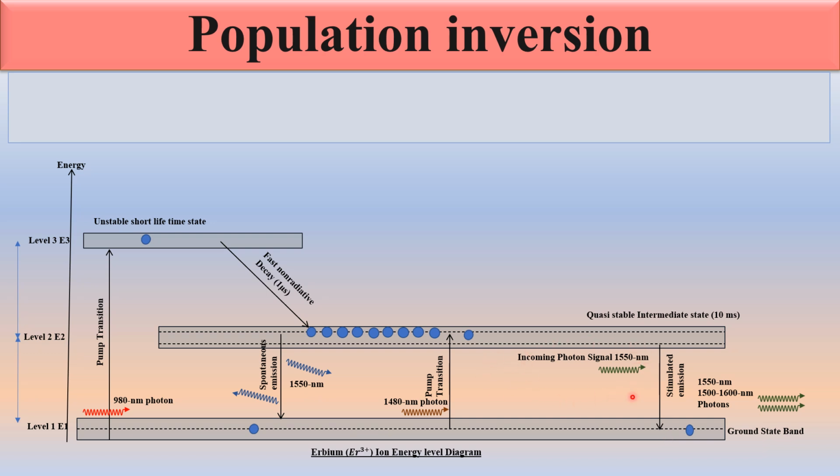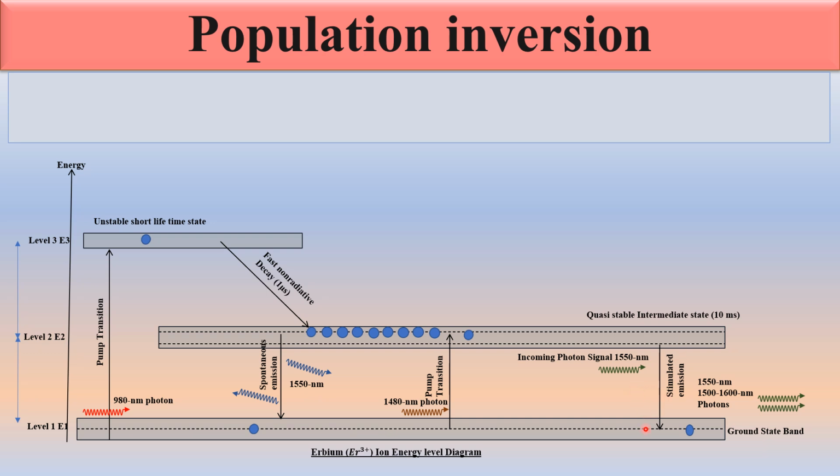So you can see when this photon interacts with the photons in the quasi-stable state, one more photon of the same wavelength is generated, and this is called stimulated emission, and this is how the amplification happens. These photons interact with the photons in the intermediate state, and one more light is injected. In the same way, many incoming photons interact with a number of photons in the quasi-stable state, and the light amplification happens.